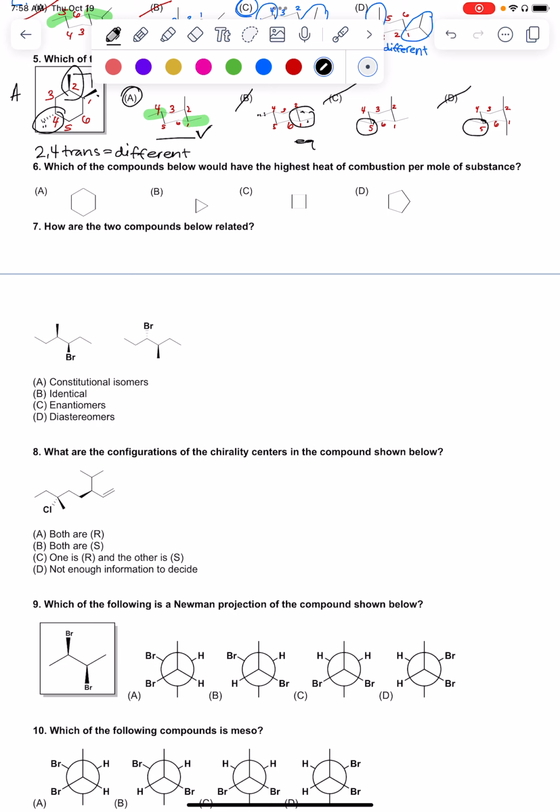Which of the compounds below would have the highest heat of combustion per mole of substance? Well, I'm going to look at this and instantly go with B, because remember, this has the most strain. It's going to release the most energy when it is combusted. A can't be right because it's very stable. This is a stable compound, and so we wouldn't imagine that this was going to give us a high energy when broken or when combusted. So I know it's not A.